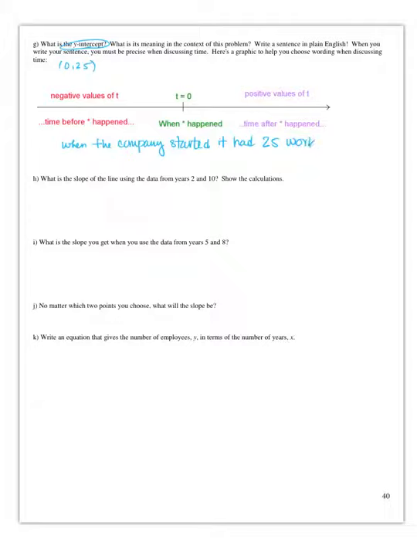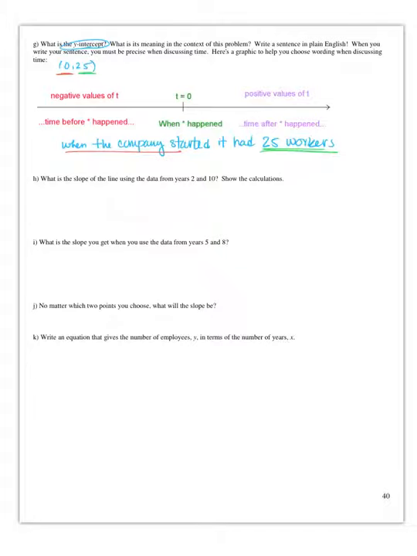It's important to reference both parts of the coordinate pair, so you want to have the 0 when the company started, and also refer to the 25 workers.